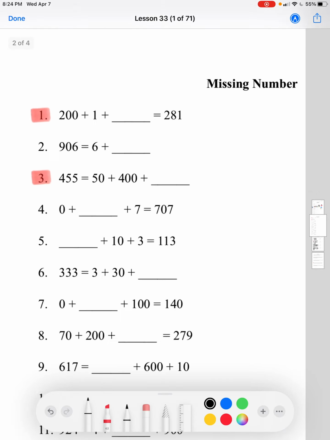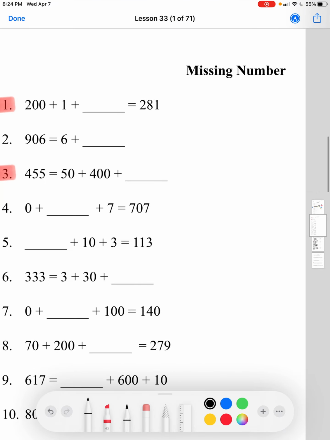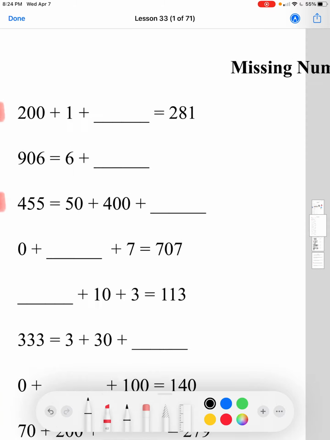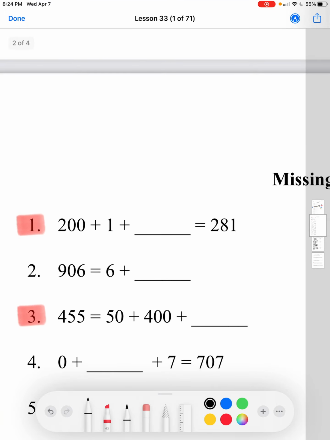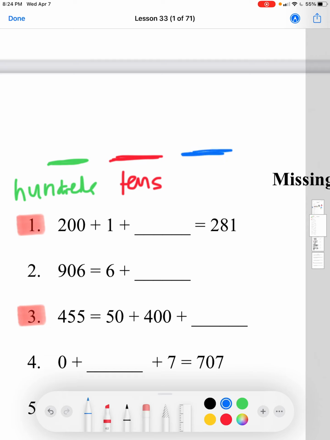We have missing numbers. Let's go over number 1. 200 plus 1 plus blank equals 281. So let's first look at the place values. We have the hundreds placed right here. This is the hundreds. And then we have the next place value. This is the tens. And then the ones.